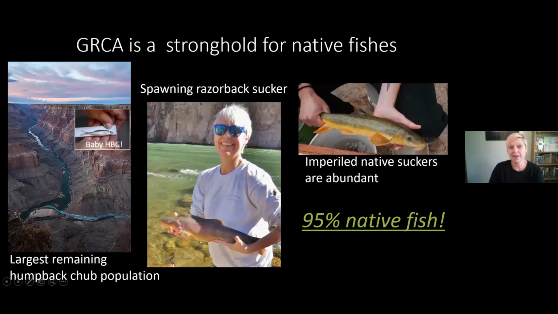And I guess I'll just also add that despite all of these challenges, Grand Canyon is a stronghold for native fishes. So we have the largest and most stable remaining humpback chub population in the world. We have natural reproduction of humpback chub. We have spawning razorback sucker in Grand Canyon, and our imperiled native suckers are really abundant in the canyon also, to the extent that below Marble Canyon, we have 95% native fish in the system. So that's against all odds. The natives are doing really well.